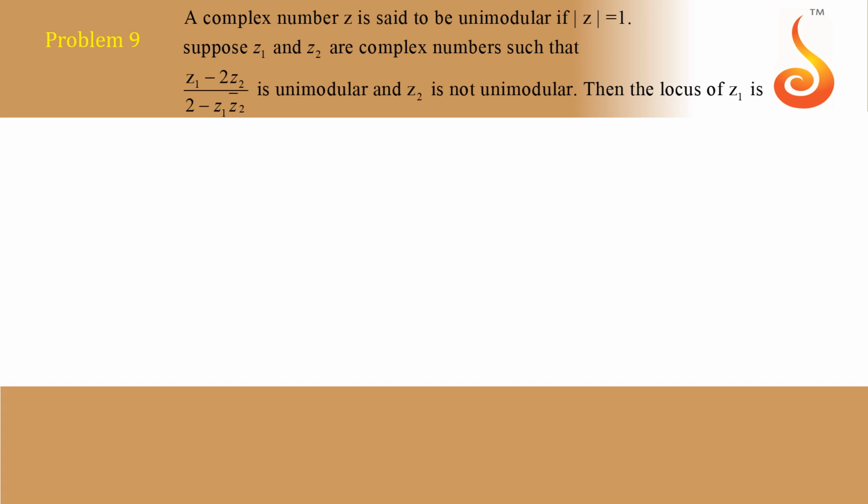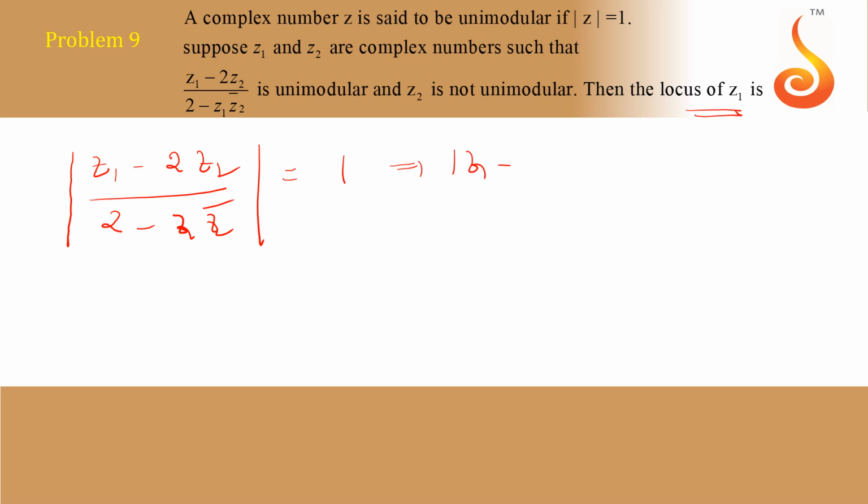Next problem. A complex number Z is said to be unimodular if mod Z is 1. Suppose Z1 and Z2 are complex numbers such that Z1 minus 2Z2 divided by 2 minus Z1 Z2 bar is unimodular, and Z2 is not unimodular. Then I want the locus of Z1. So Z1 minus 2Z2 by 2 minus Z1 Z2 bar is unimodular, means 1.